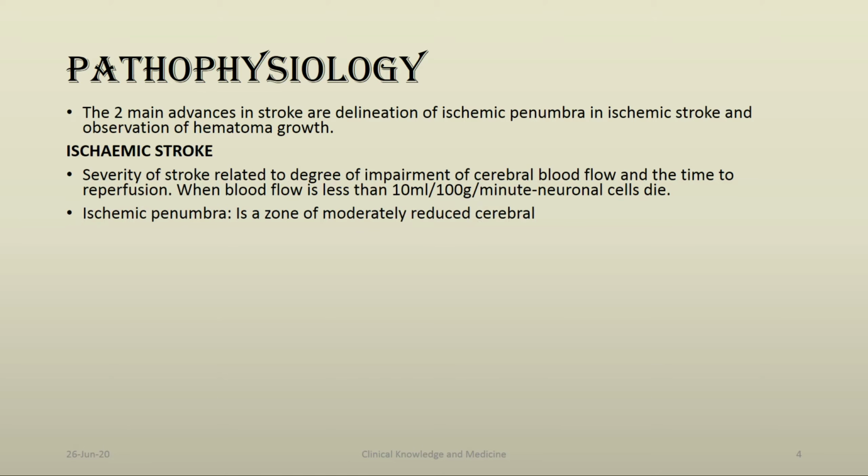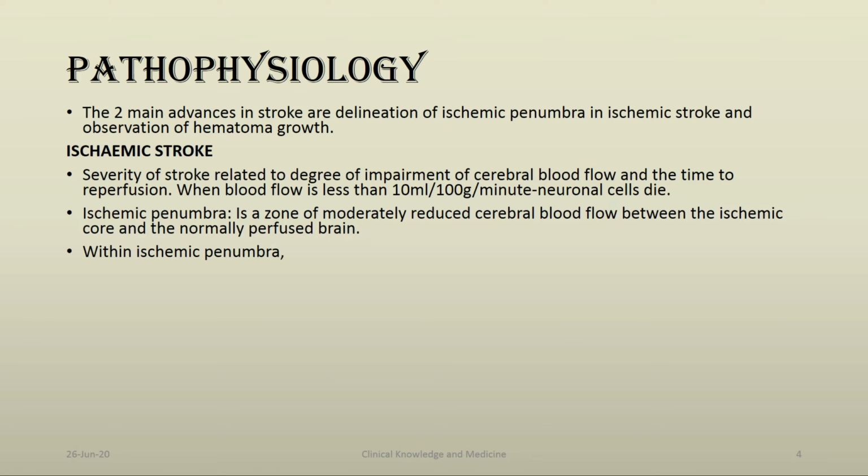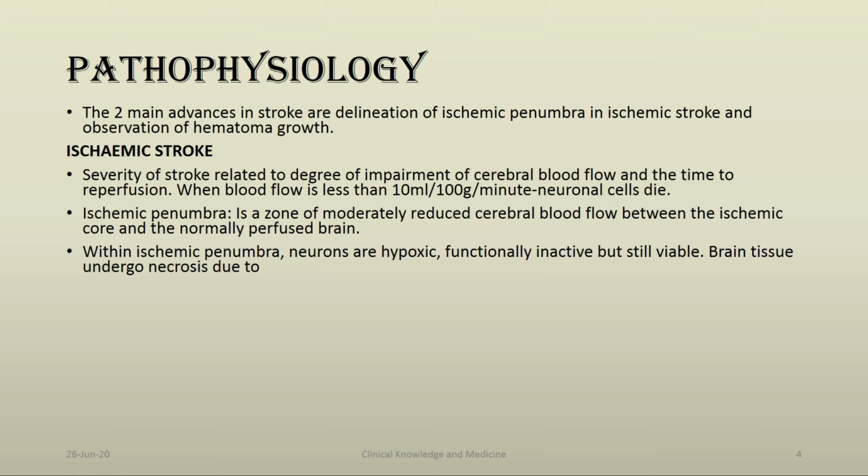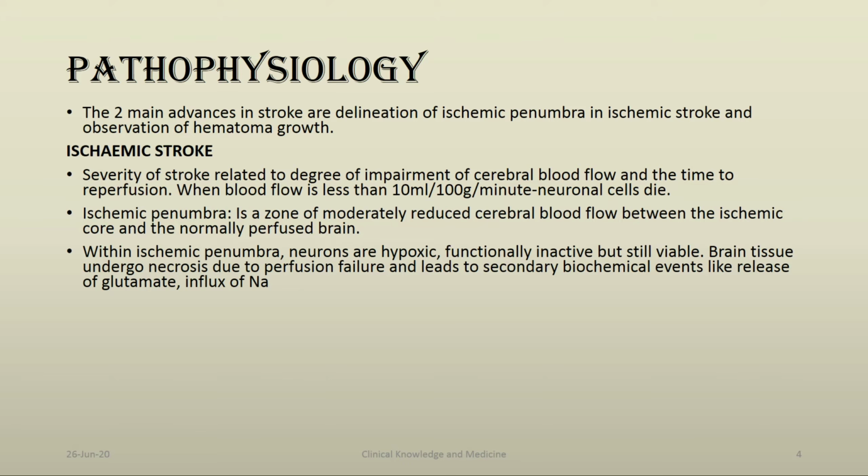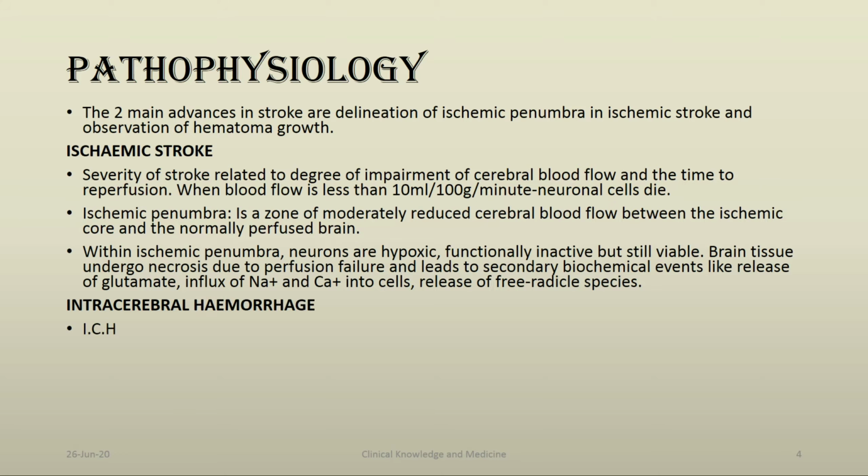Ischemic penumbra: it is the zone of moderately reduced cerebral blood flow between the ischemic core and the normally perfused brain. Within ischemic penumbra, neurons are hypoxic, functionally inactive but still viable. Brain tissue undergoes necrosis due to perfusion failure and leads to secondary biochemical events like release of glutamate, influx of sodium and calcium into cells, release of free radical species.